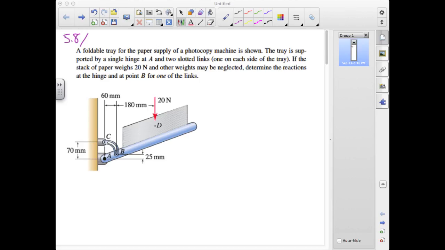Take a few minutes now to try this problem yourself. Resume playing when you're ready to see a solution.